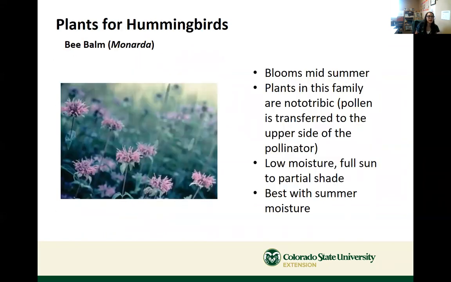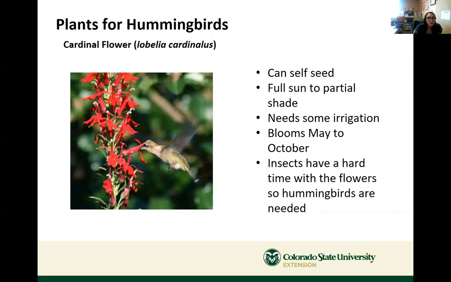And again, I'm just going to run through these real quick, just some ideas. You'll have these slides to look back at. But bee balm is a good one for the hummingbirds. This is one that will transfer pollen to the top, to their heads. Cardinal flower. Actually, insects have a hard time with cardinal flower, so the hummingbirds are very important to this plant, and it's so bright red, it's perfect for a hummingbird.